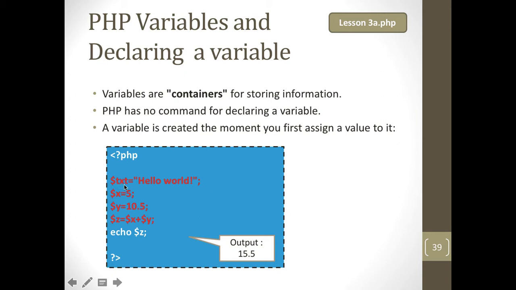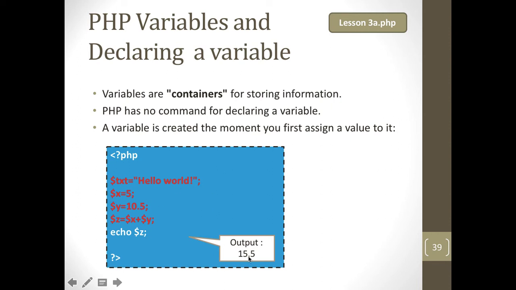Text as a variable, hello world. If you're dealing with a string, you have to put a quote, double quote or single quote. In this case, I put double quote, "Hello world". And of course, end with a semicolon, right? Don't forget to put the semicolon. Then for the second variable, I start with $x equals 5, $y equals 10.5. Then we can use an operation like addition, plus, in order to get the $z value. And in order to print out the $z value, you have to use echo followed by the variable.